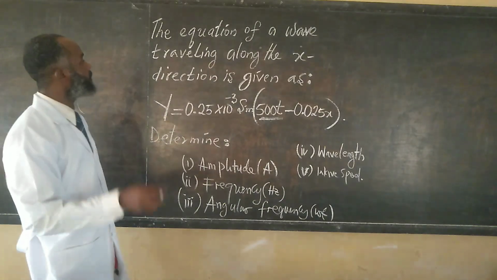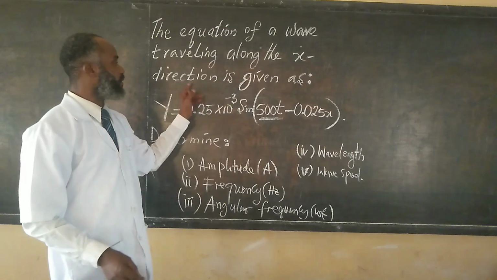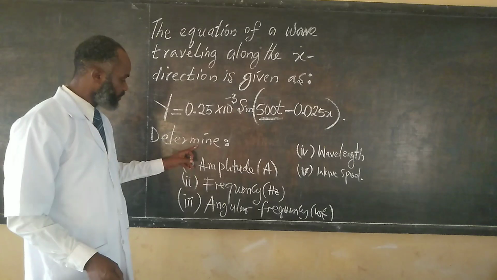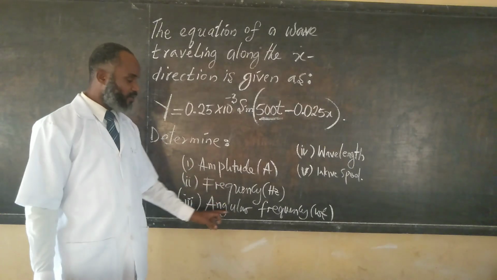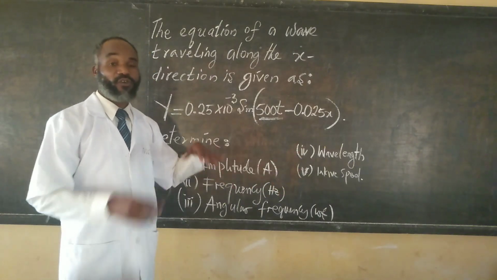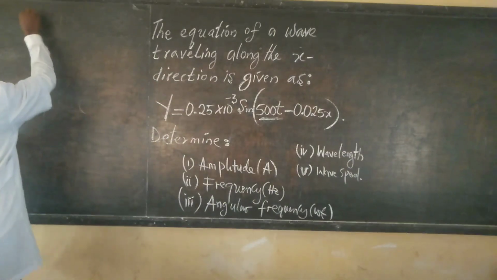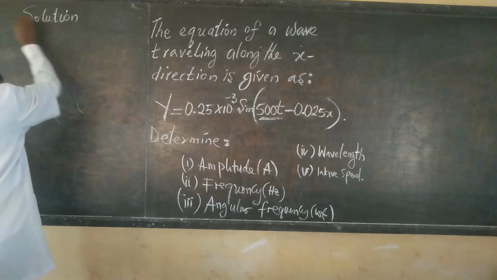Find, respectively, the equation of a wave traveling along the x direction is given as this. Determine the amplitude, frequency, angular frequency, wavelength, and wave speed. So we've got a lot of parameters to look for. So without wasting time, let's just quickly write and start taking them one at a time.